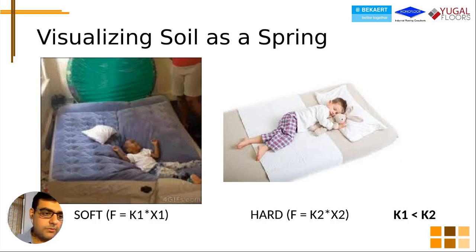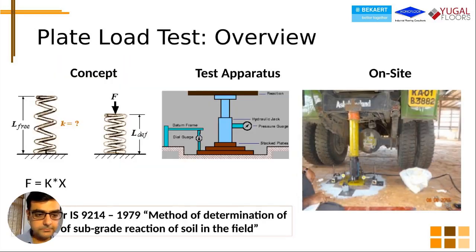And if you want an easy aid to help you visualize all the spring stuff, the first picture, the mattress in the blue, you can see the kid has actually just submerged in the mattress. You can think of it as soft soil, or a soil that has not been very well compacted. It will have a lower K value, like it will get you a lower value in a plate load test. The second picture is like a hard mattress, or you can think of it as soil that has been very well compressed. It will give you a higher K value when you do a plate load test.